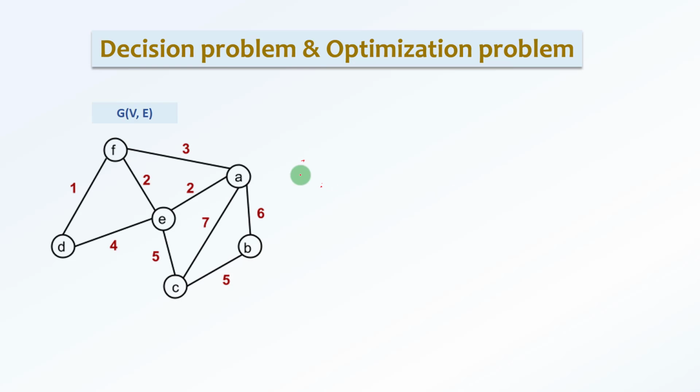Let us consider this is our graph G(V, E), where V is the set of vertices or nodes and E is the set of edges. And we are given a problem to find out the path between the two nodes A and D. And we may check that there are multiple number of paths exist between A to D. Now the assigned problem may be two types.